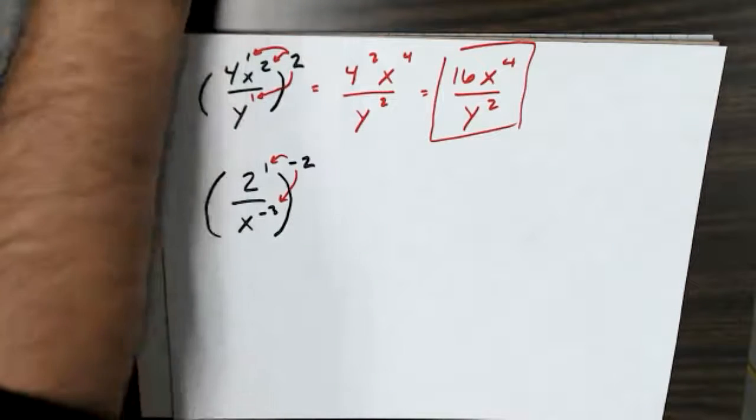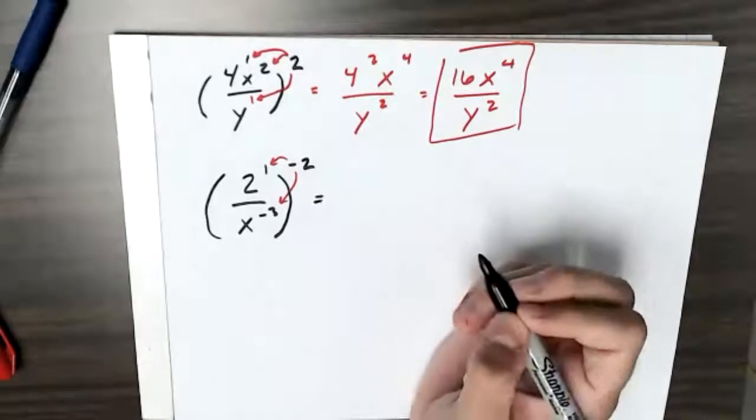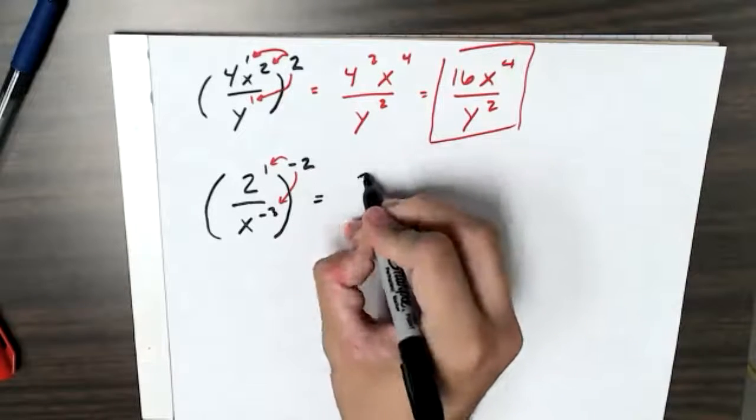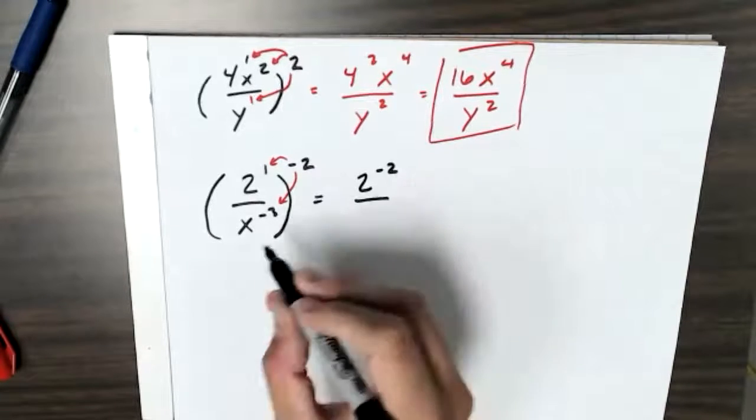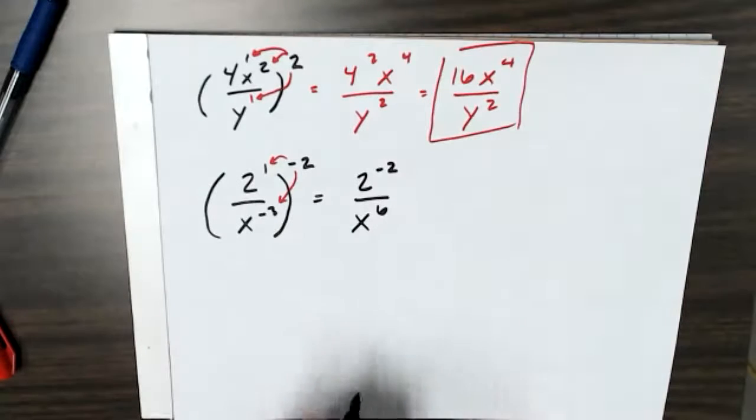I'm going to hit pause here. Distribute it. Let me hit record again so I don't mess them all up on the video. So this winds up being what? 2 to the negative 2 over, hey, this denominator is going to turn positive, right? X to the 6th power, because negative 2 times negative 3.